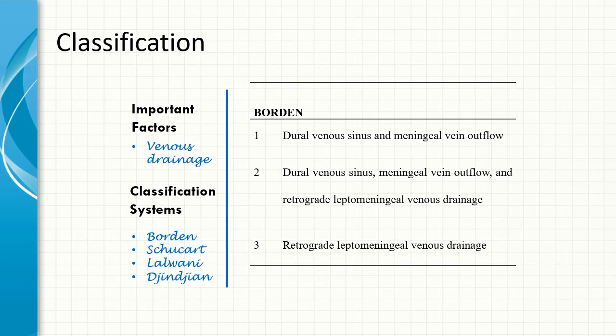There are several classification systems for dural AV fistula. The most important factor in each of these classification systems is the venous drainage. Type 1 fistulas are generally considered the benign, low-risk fistulas where the venous drainage is into a dural venous sinus and there is no leptomeningeal or cortical venous drainage. The higher the grade, the more leptomeningeal venous drainage that is present. I refer you to the table in the associated chapter for further details of each of the classification systems.